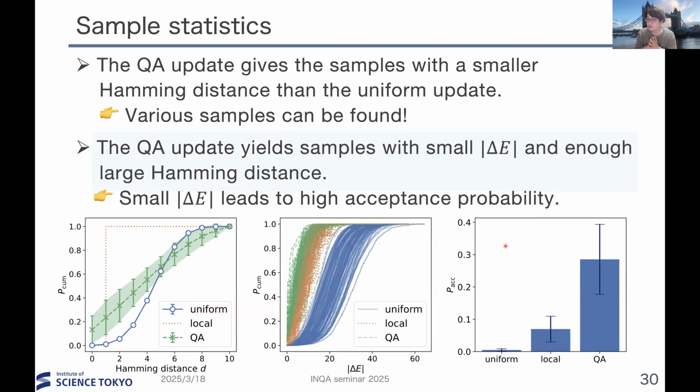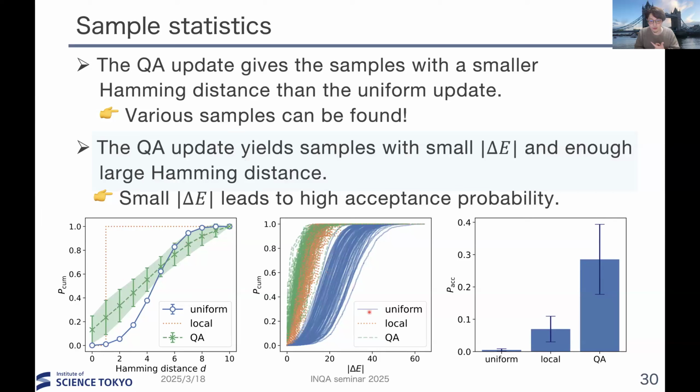And finally, we consider the sample statistics obtained by the quantum-enhanced Monte Carlo method. I will show you the cumulative probability with respect to the Hamming distance. This is the result. For the uniform update, the distribution of the cumulative probability is widely broadened. But the QA update gives a sample with a smaller Hamming distance than the uniform update. The local update gives a sample with Hamming distance 1. From this figure, we can see that a varied sample can be found in the QA update.